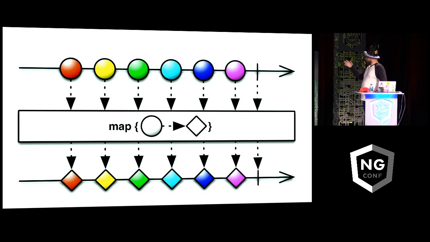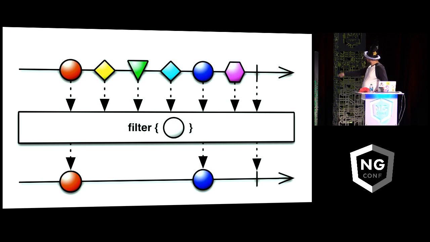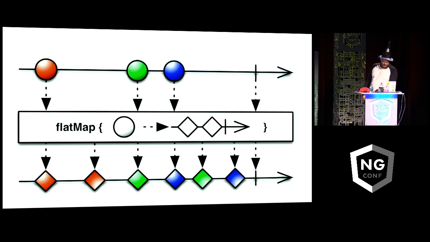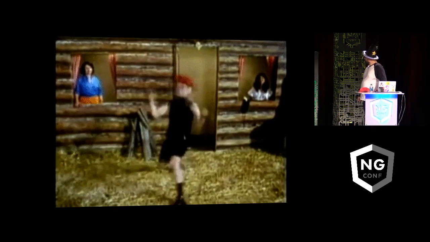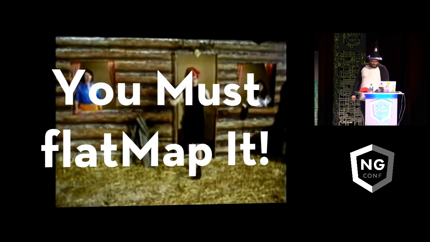Map projects one value to the next, so it doesn't mutate the existing collection, it creates a new collection. We can filter, so I can say I only want circles here. I can do the flat map. Well, that gets a little bit more difficult, but you can just think of it as a map, then a flatten into a single stream. So whatever you do, you must flat map it.